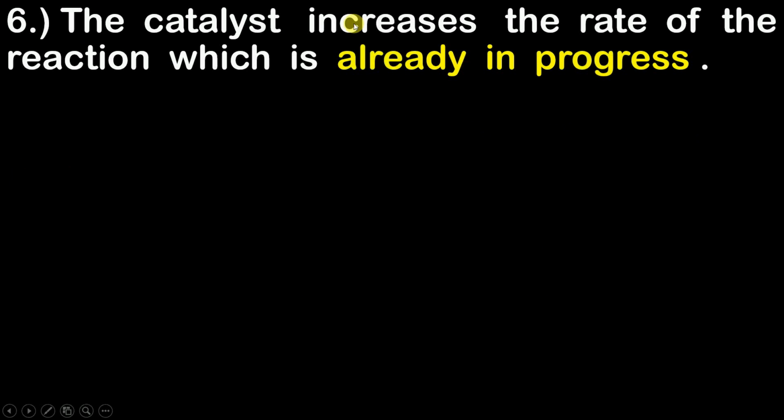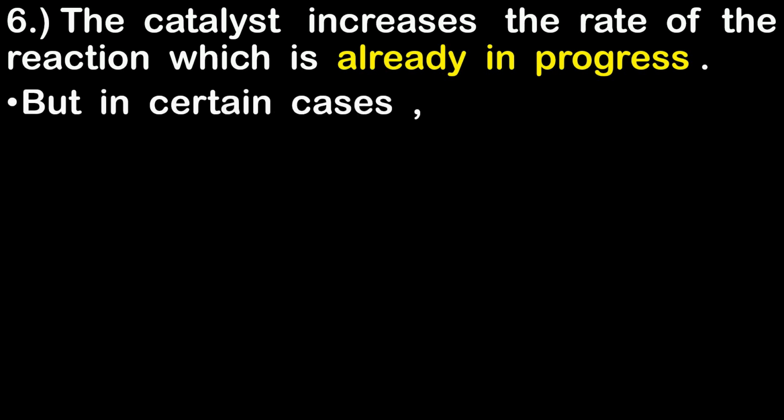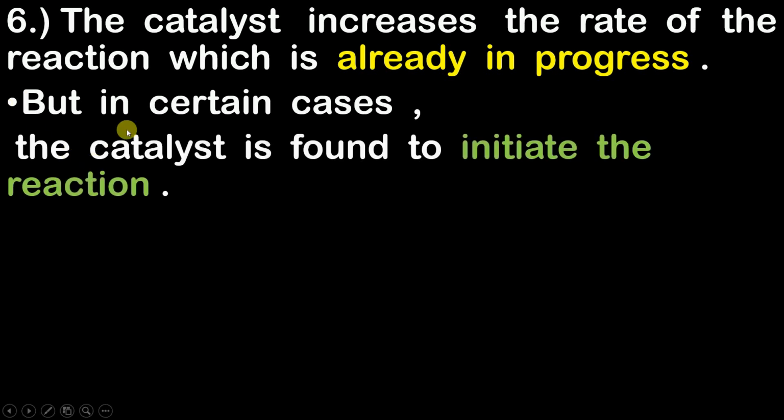The sixth one tells us that the catalyst increases the rate of a reaction which is already in progress. See, in most cases a reaction is started, but that reaction is taking place very slowly. Therefore, we add a catalyst to it so that the reaction takes place faster. But in certain cases, the catalyst is found to initiate the reaction, which means that when you add a catalyst, only then the reaction will start. Let's understand this with the help of an example again.